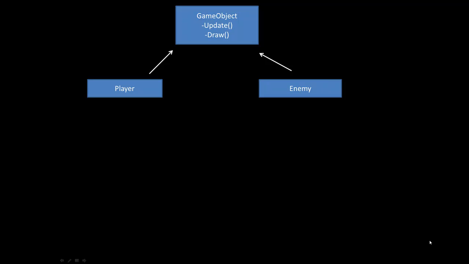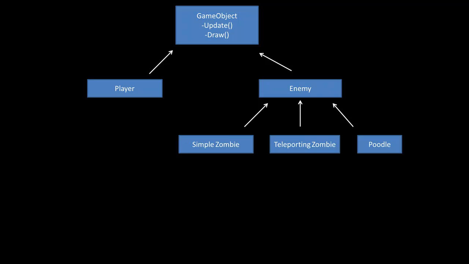So to start with, let's have a look at the class hierarchy that we've created. At the top of the hierarchy, you can see that we have GameObject, and inside of GameObject, you have the update and draw methods, as well as some attributes. We also have two child classes, player and enemy, and they inherit those methods and attributes. We also had a couple of different child classes of enemy, including simple zombie and teleporting zombie.